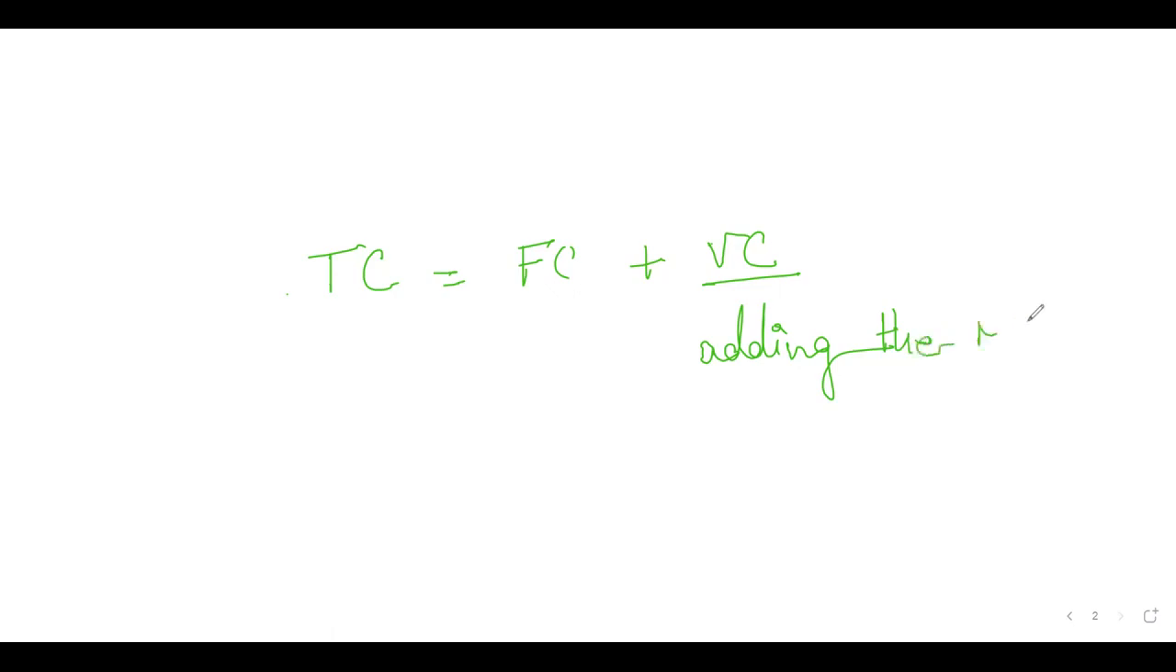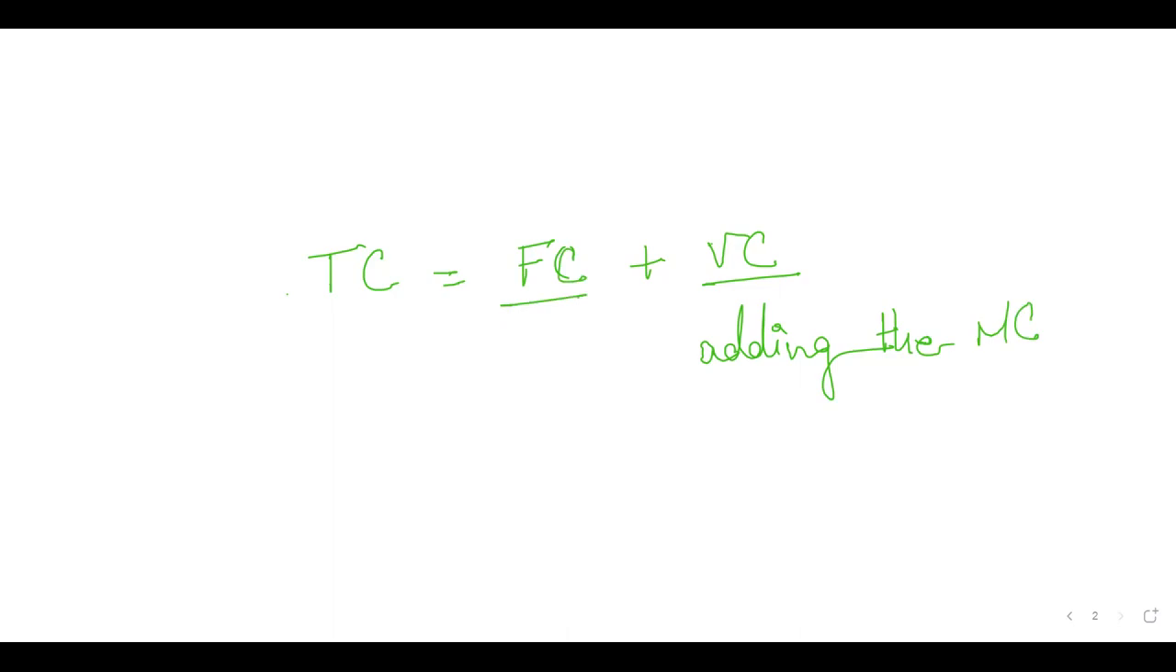Your total cost is made up of fixed cost plus variable cost. So how do you find the variable cost? You find the variable cost by adding the marginal cost. When you add the marginal cost, that is what will give you the variable cost, right? And then you add the fixed cost to that.